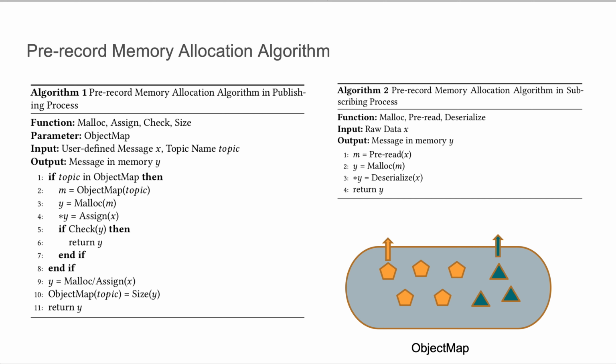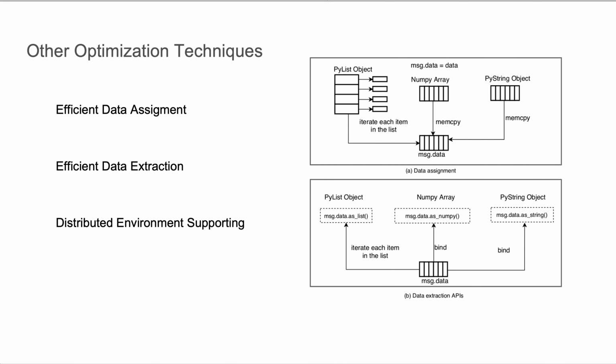In the subscribing process, we first pre-read the message and obtain the metadata. When we can allocate the memory from the memory pool directly, we further propose several optimization techniques to supplement our autonomous navigation system, such as efficient data assignment and efficient data extraction for continuous memory block. Sometimes we may need to pass messages across machines' boundary, and in that condition, we will switch to the socket mode.